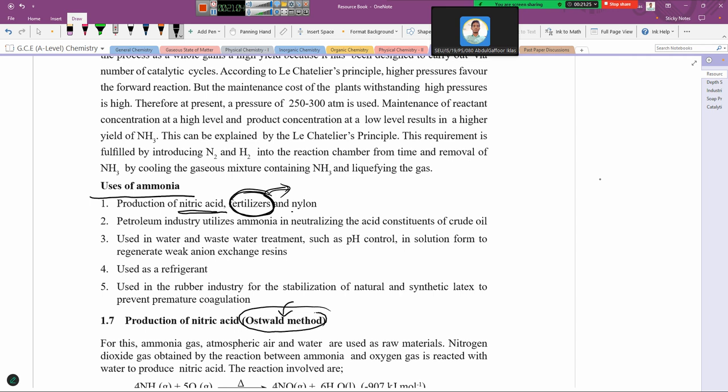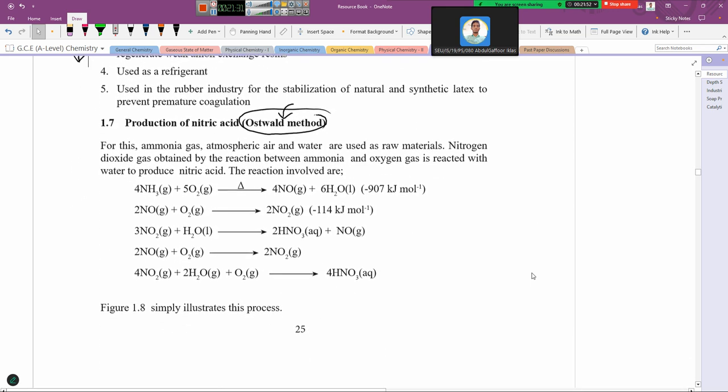And we can use it for nylon also, and the petroleum industry. These are just usages of ammonia. It is also used as a refrigerant. But the main usages are fertilizer and nitric acid. If you remember these two points, that is enough, and for your reference you can just read these things. Now we will move to the production of nitric acid.